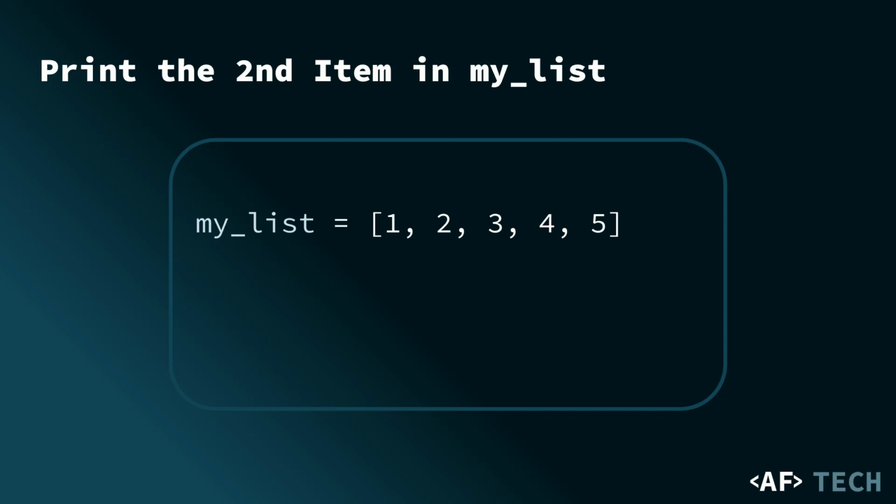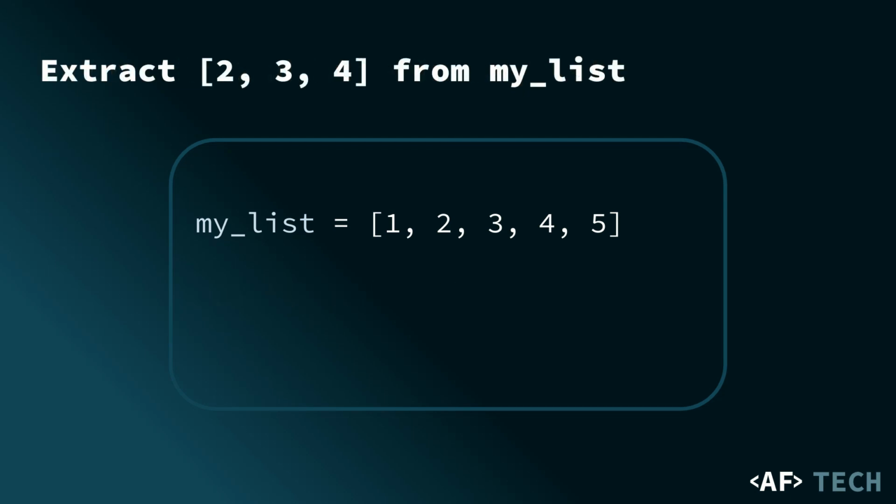Print only the second item in my list. We'll index it with 1, since indices start at 0. Extract 2, 3, 4 from my list. We will index from index 1 up to, not including 4, so that would be 2, 3, and 4.